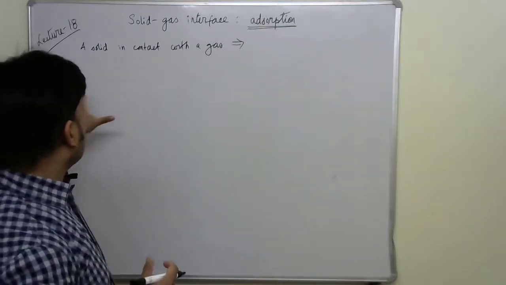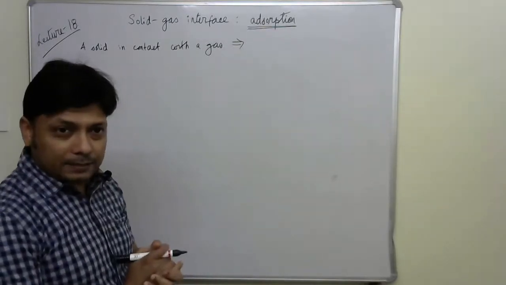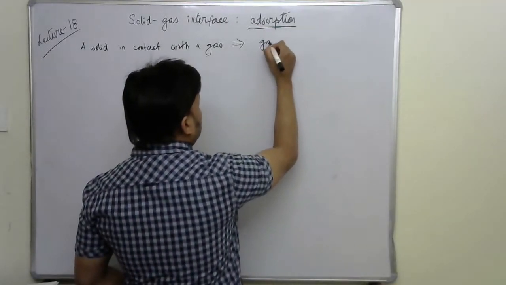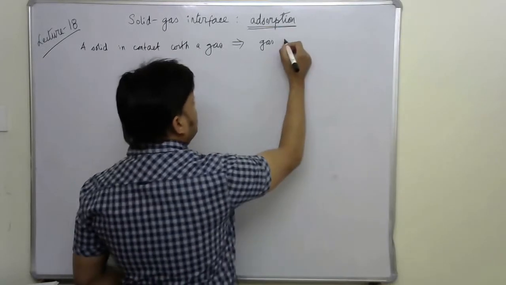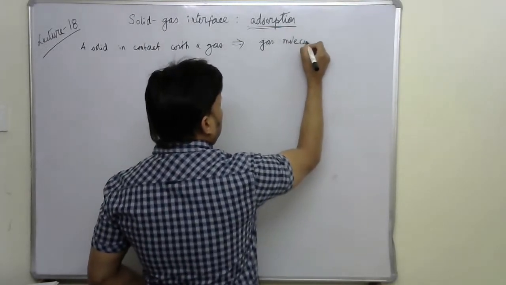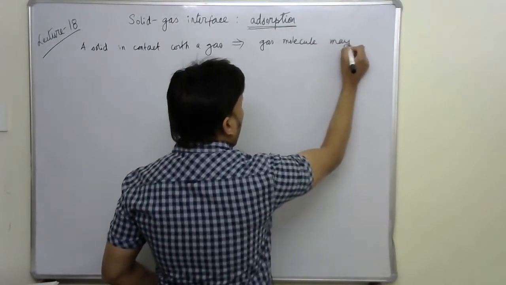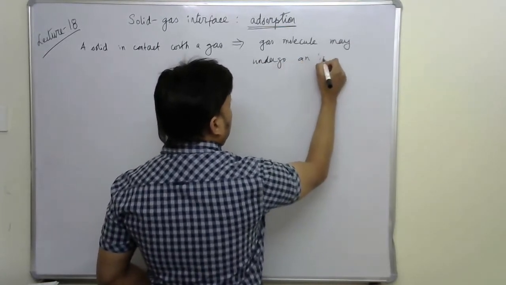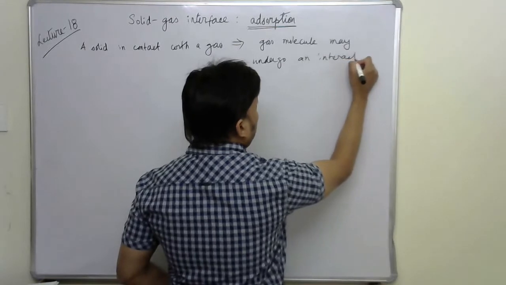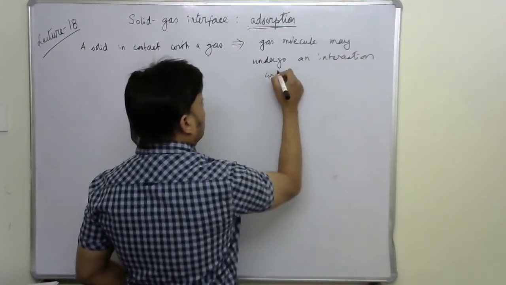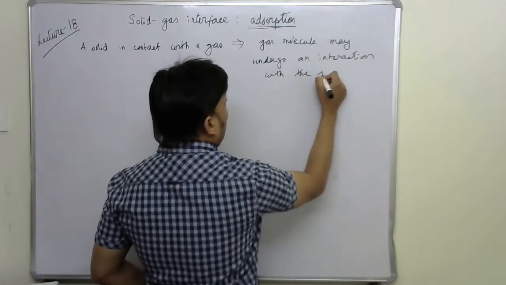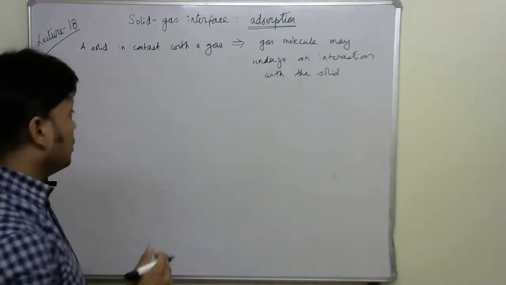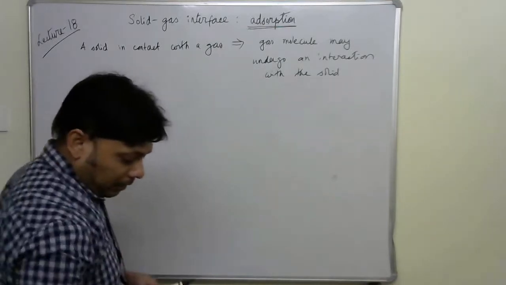Now coming back to the definition of the process of adsorption. When a solid is in contact with a gas, the gas molecules may undergo an interaction with the solid. And this interaction is essentially reversible.